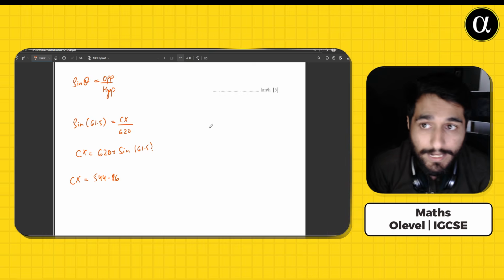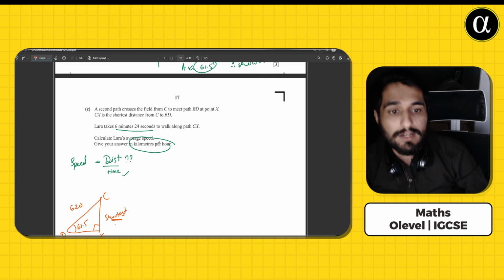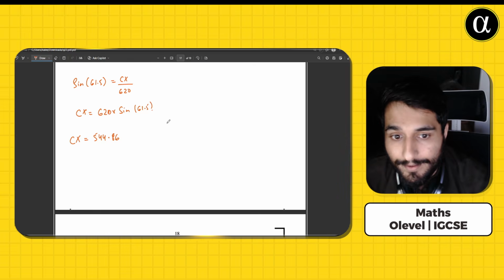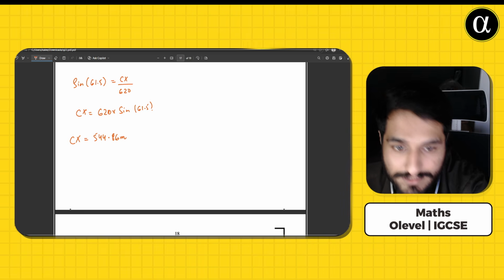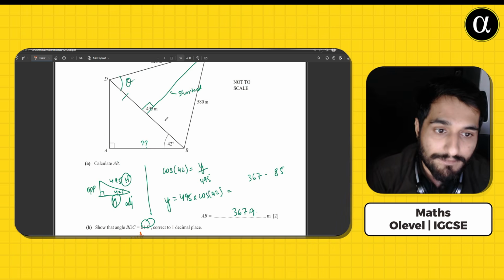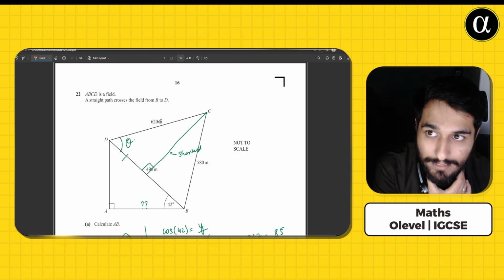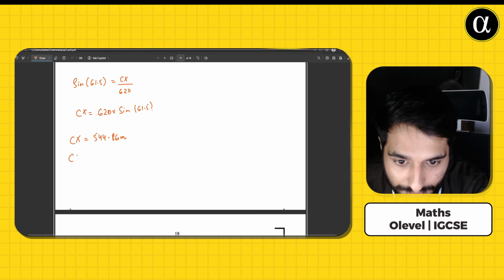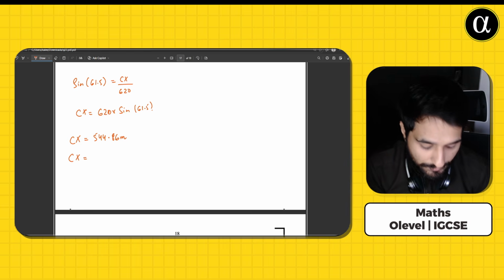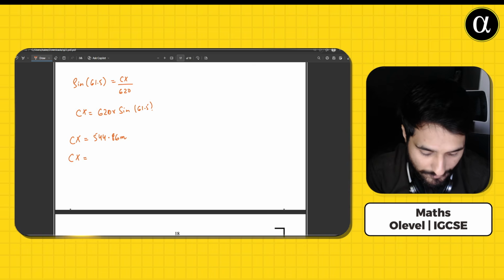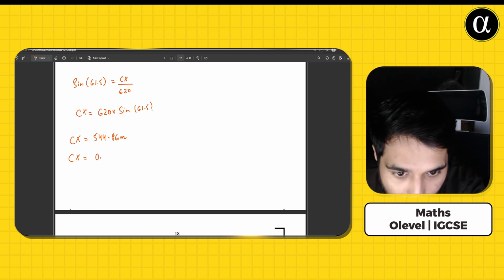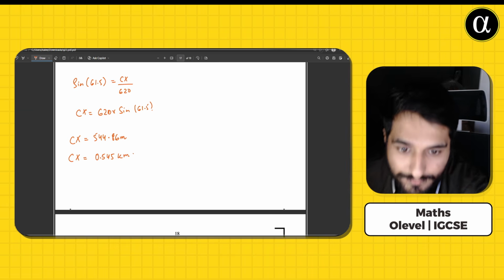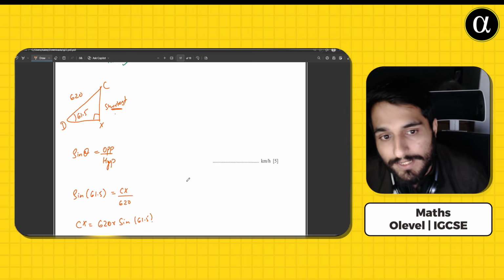So CX turns out to be 544.86. Now keep in mind that we are supposed to calculate the speed in kilometers per hour. Hence we need the distance in kilometers as well, whereas this answer was in meters. How do I know this? Because we plugged in the value of 620 in meters, hence this value is in meters as well. If I want to convert this to kilometers, CX will be divided by 1000, so 544.86 divided by 1000 should give us 0.545 kilometers.